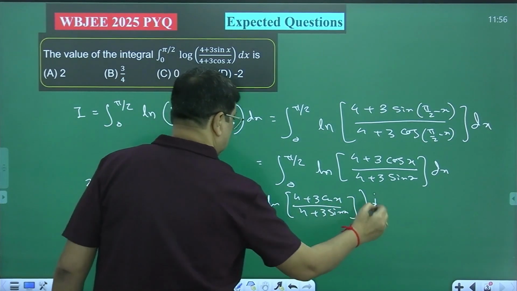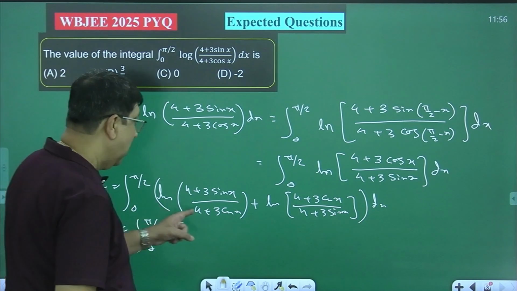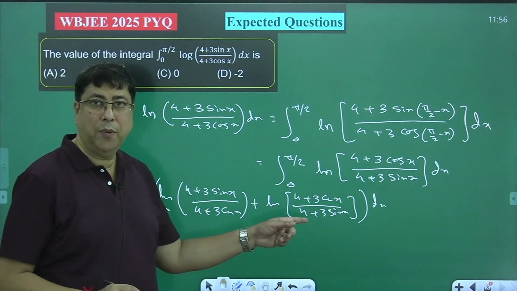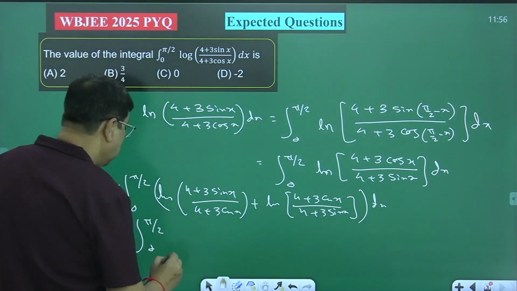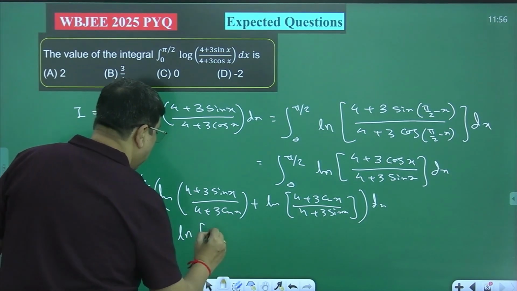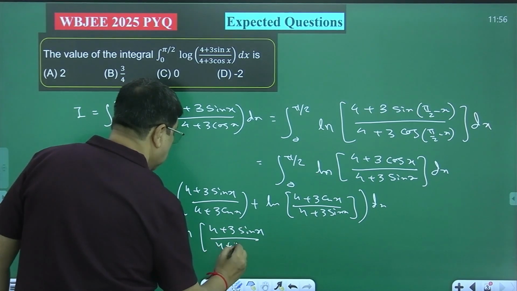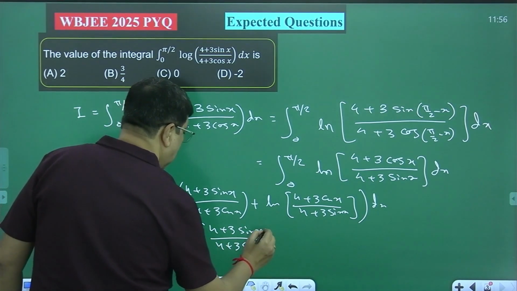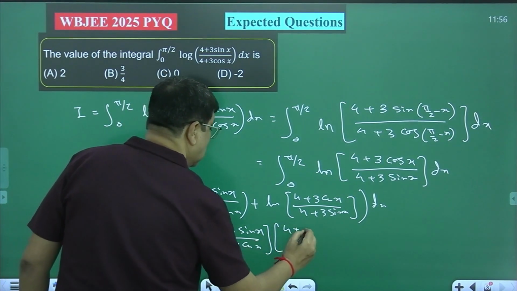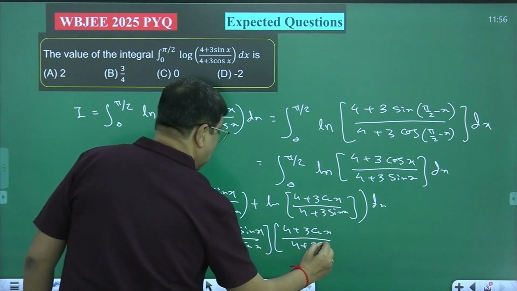Therefore, I plus I is 2I, we are adding log m plus log n, which is log mn. This is the property of log. Therefore, I am just multiplying, log m plus log n is log mn. So (4 plus 3 sin x) by (4 plus 3 cos x) into, this is under log, into (4 plus 3 cos x) by (4 plus 3 sin x).